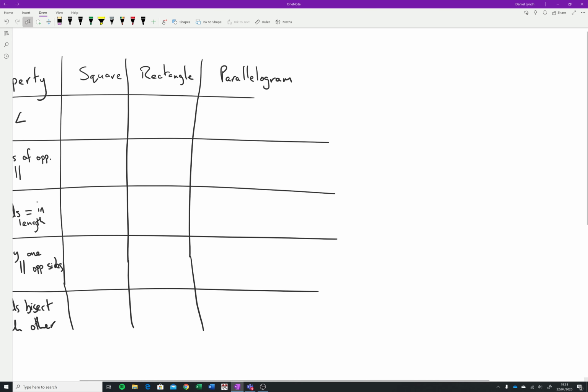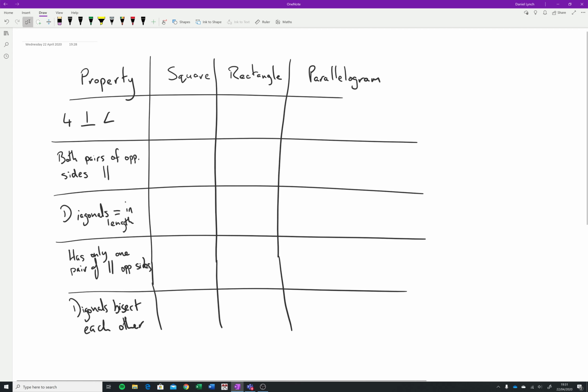If you want to get it out, there's a chance to just correct it, go over it. So what do we have? We've got a particular property, and we've got a square, rectangle, and parallelogram, and we've got a tick if it is true that it applies to it, and we leave it blank if it doesn't. So does a square have 4 right angles? That's what I mean by putting that in there, and of course it does, as does a rectangle. That's literally the name of it. A parallelogram doesn't. There aren't right angles there, so we would leave that blank.